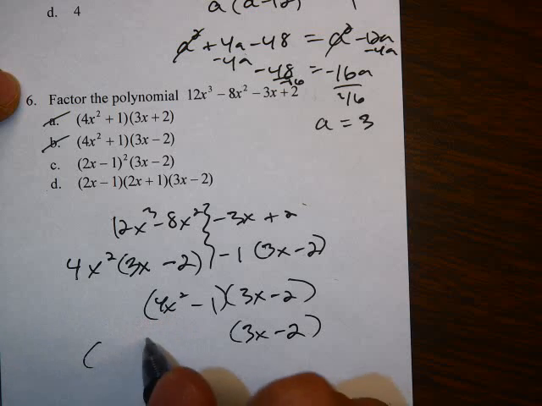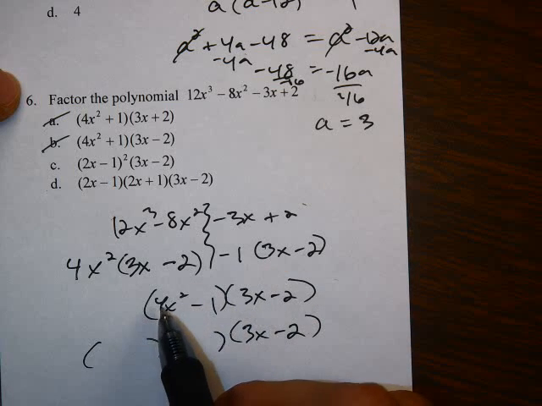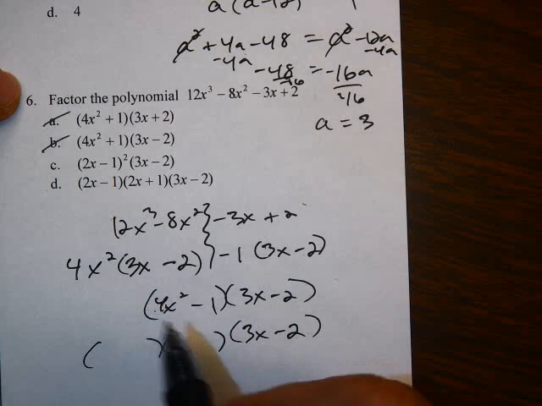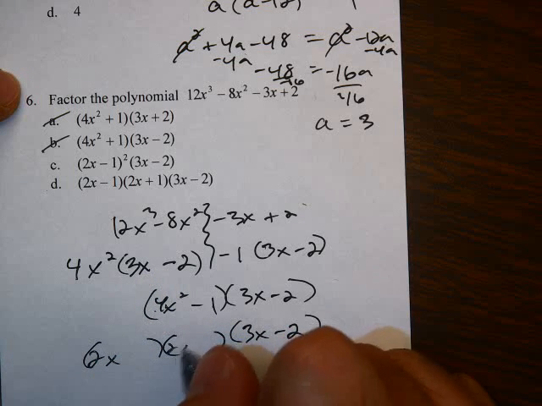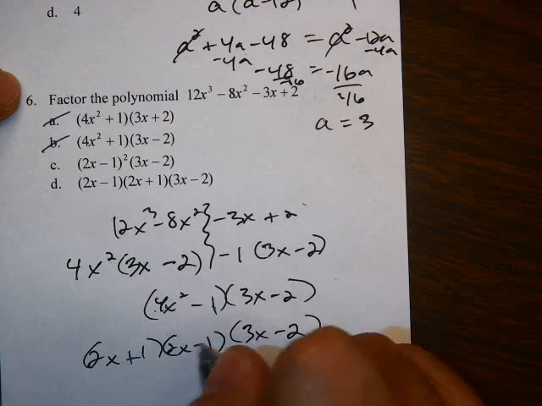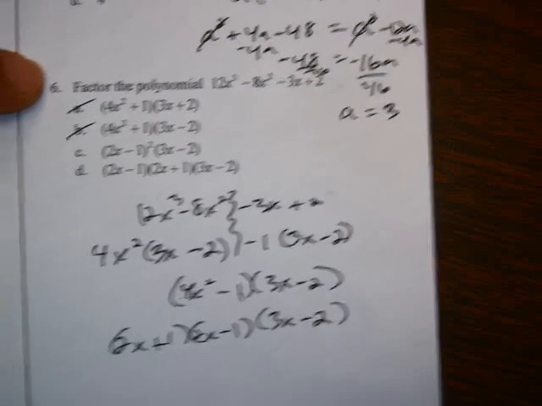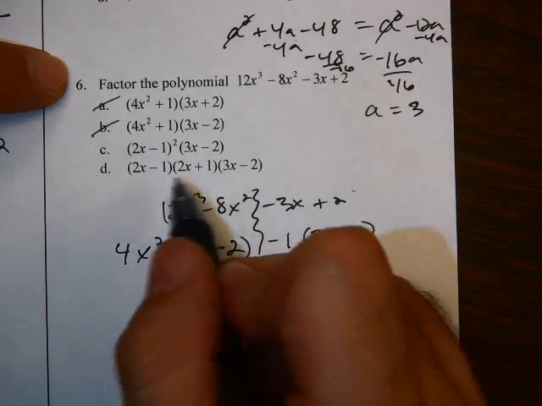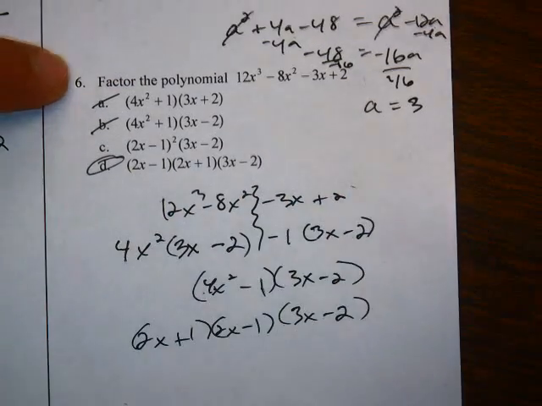And this is a difference of 2 squares, because I can take the square root of each of these. The square root of 4x squared is 2x. The square root of 1 is 1. Plus, minus, there's my difference of 2 squares factored. There it is in choice D.